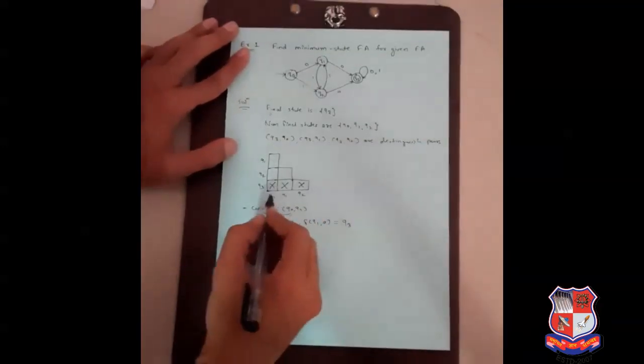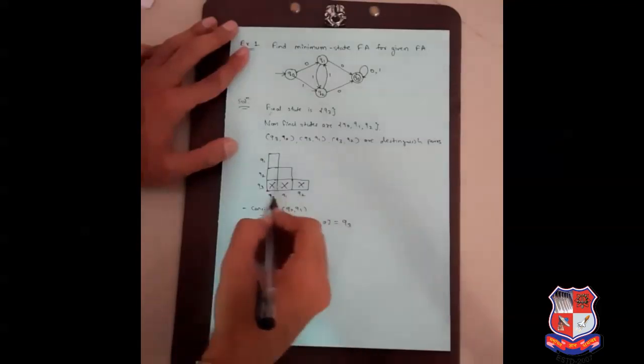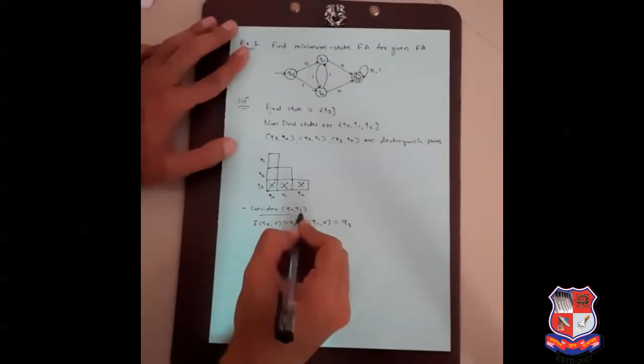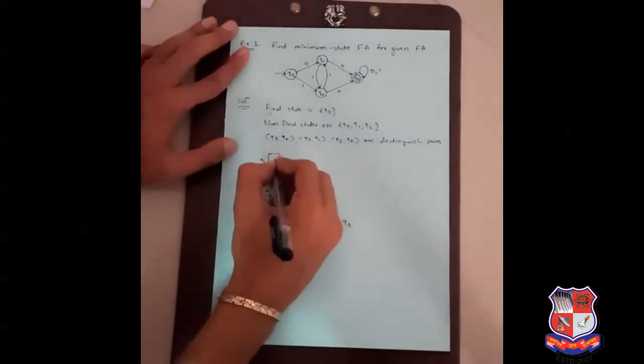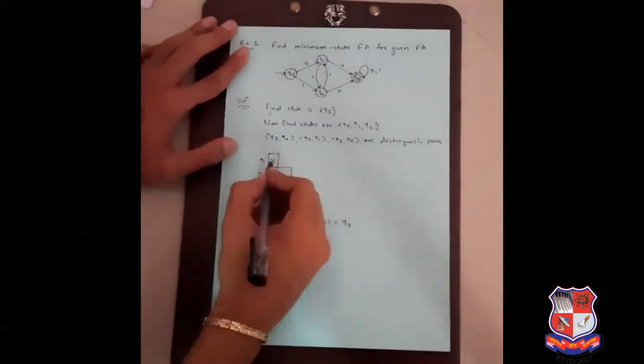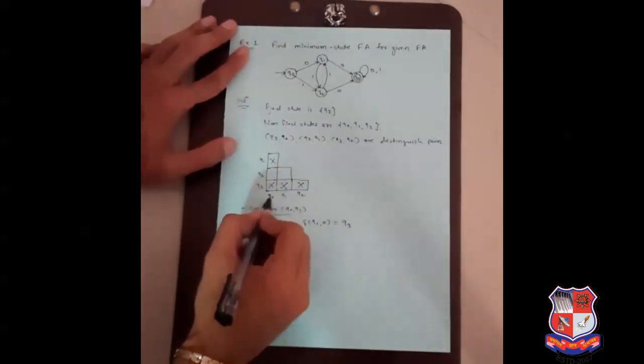Q1, Q3, will it be marked or not? Q1, Q3 is already a marked pair. So we have to mark Q0, Q1. That is Q0, Q1. Now this pair is marked. Now next is this pair. It is Q0, Q2.